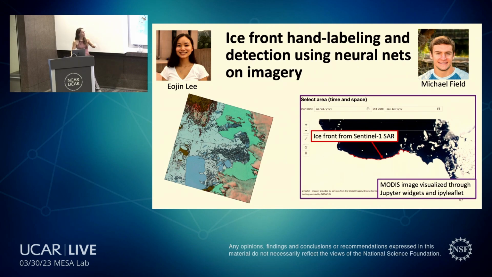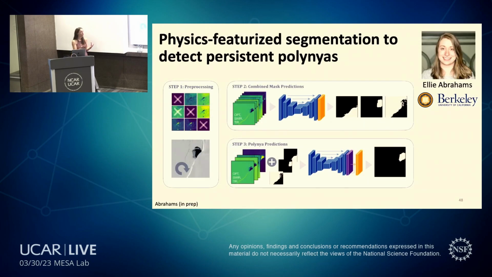And these start to provide information for the eventual physics featurized segmenter that we're creating. This is being developed by Ellie Abrams, who's a grad student in statistics and data science at Berkeley. And so she's building this cutting edge algorithm to pre-process and do some of the predictions on finding polynyas, but using physics featurization. So incorporating information about the basal channel, about the ice front, about the time of year, putting that information into places in the algorithm that make sure that the algorithm knows that these physics are important.